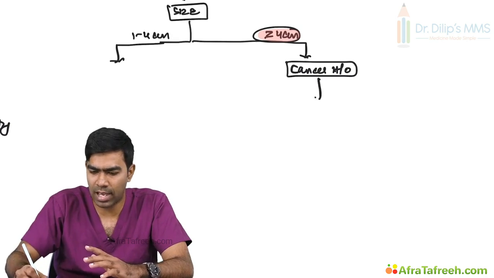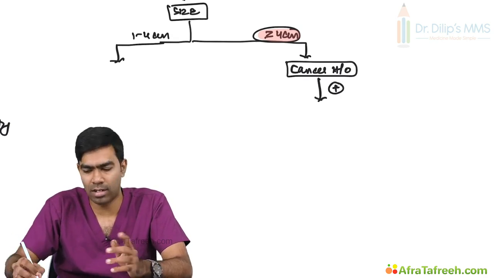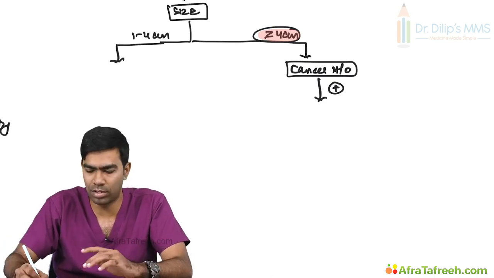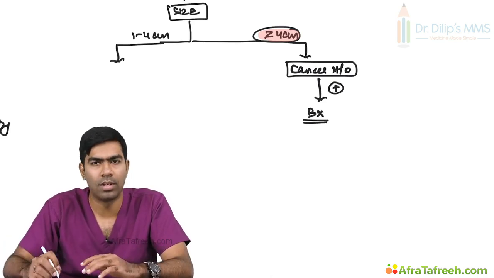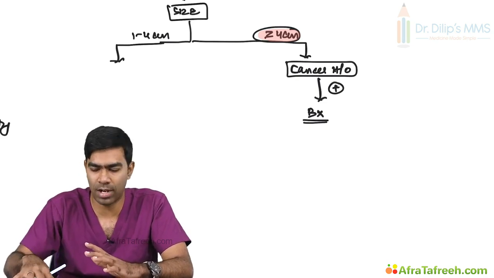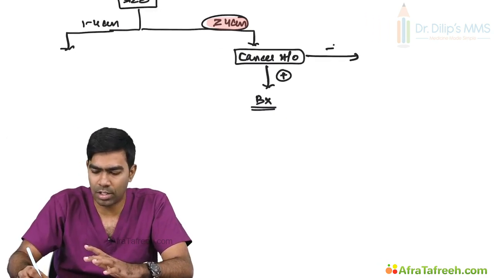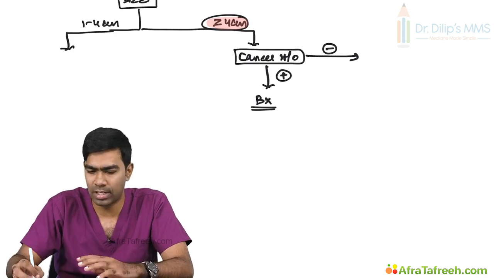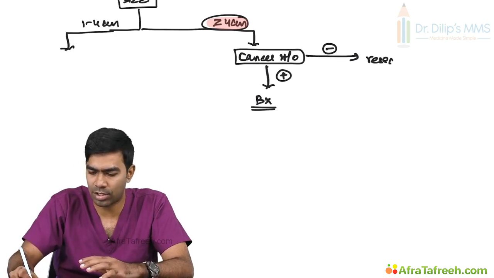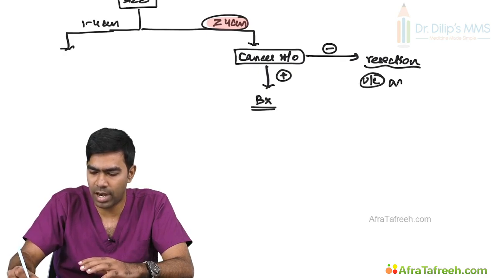If the patient has a cancer history, then very likely it will be a metastatic deposit, so you can go for a biopsy. This is one indication where you do a biopsy from the adrenal gland. If the patient does not have any cancer history, in this setting, it's better to do a resection of the tumor in the form of a unilateral adrenalectomy and then send for histopathology examination.